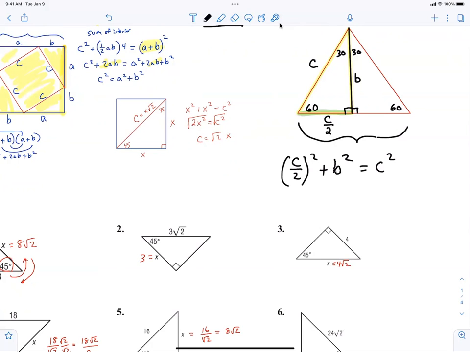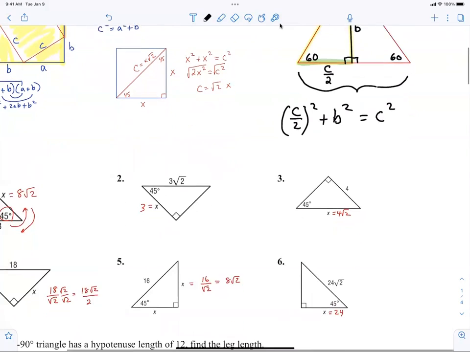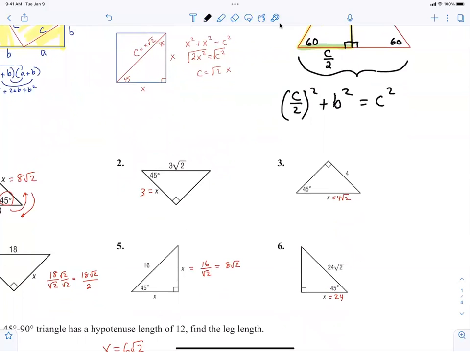Okay, so now what's C over 2 squared? Come on, now we've got to do our math. What's C over 2 squared? C squared over 4, thank you very much. Plus B squared equals C squared.